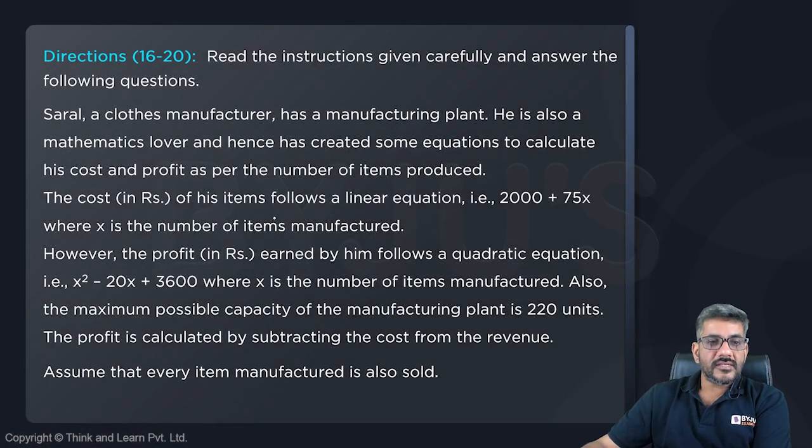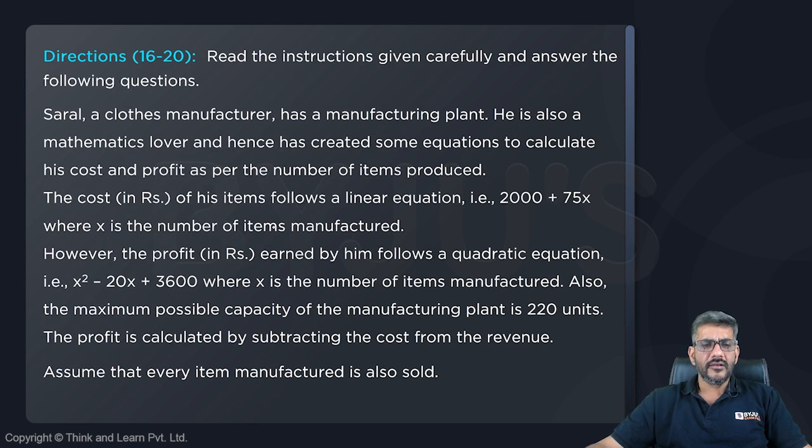So here we have another set that says Saral, a clothes manufacturer, has a manufacturing plant. He is also a mathematics lover and hence has created some equations to calculate his cost and profit as per the number of items produced. The cost of his items follows a linear equation, that is 2000 plus 75x, where x is the number of items manufactured. However, the profit earned by him follows a quadratic equation, that is x square minus 20x plus 3600, where x is again the number of items manufactured.